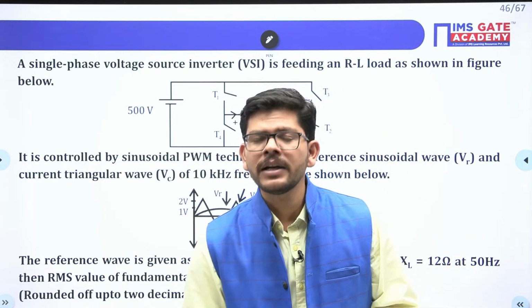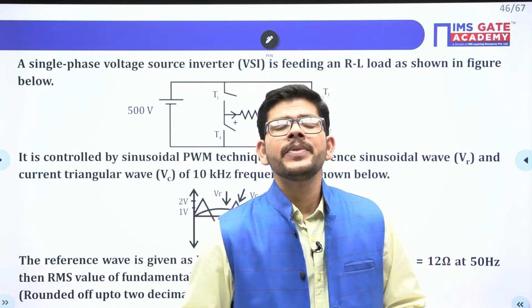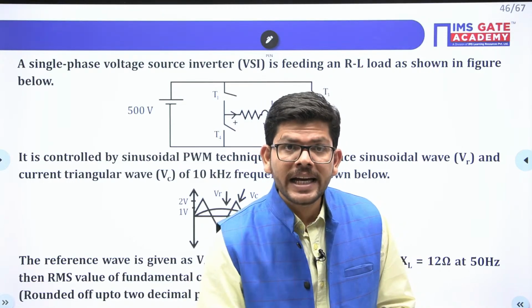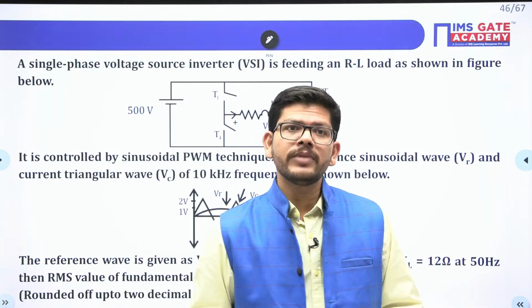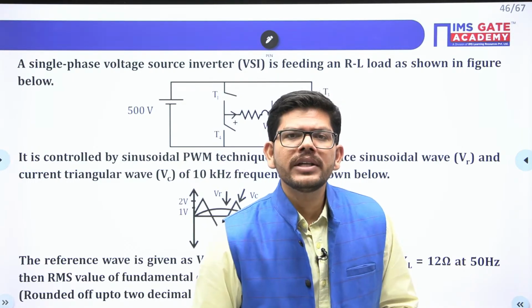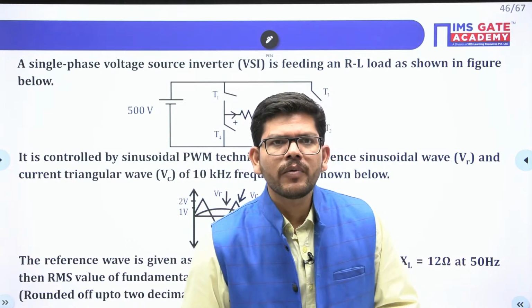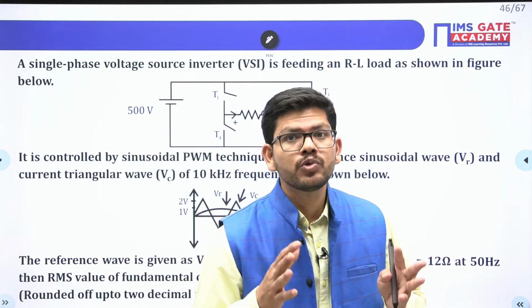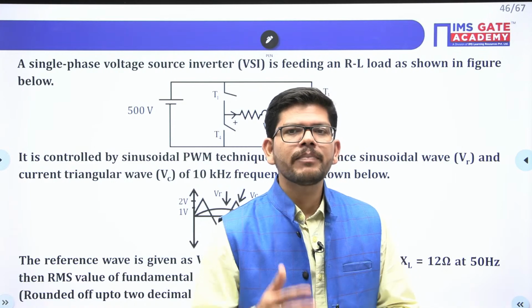Are you getting this fact? Why do we have two waves here? The reference wave will decide the output frequency of the inverter, and the carrier wave is going to decide at what particular frequency the inverter switches will be switching. So that is the purpose of these two waveforms.